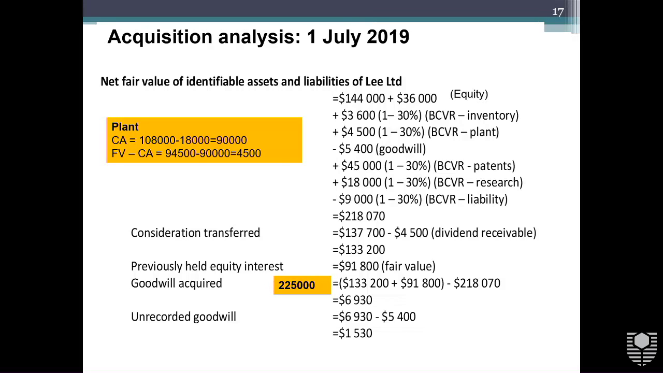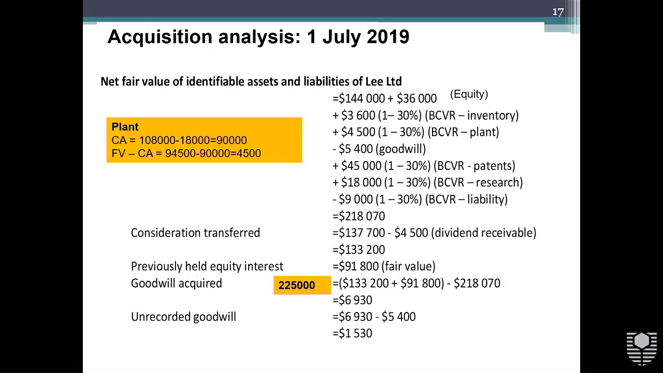The fair value of their existing 40% was 91,800. So if we add those two together and minus that off the 218,070, it gives us 6,930 in goodwill. We've already got 5,400 of goodwill, so we've got a premium of 1,530 that we need to account for in our business combination valuation reserve. Remember, goodwill comes off in two parts, and our cumulative dividend needs to come off. It's not so hard, but just getting there and reading through this is the difficult bit, making sure you don't miss anything as you go through.